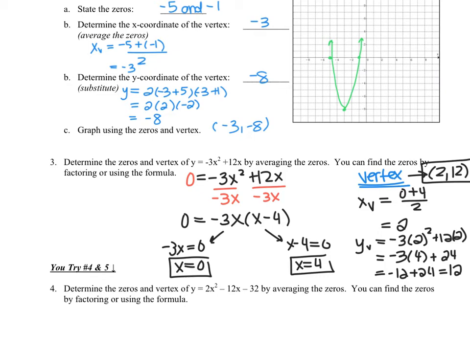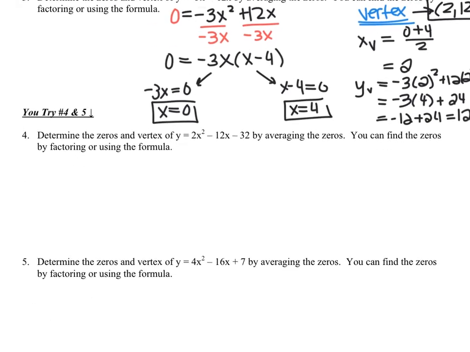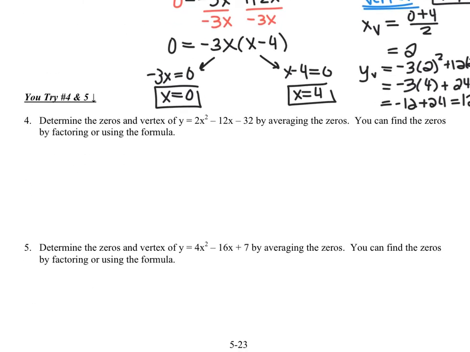Okay, so sometimes you will have to factor on your own first before you can get to averaging the zeros to find your vertex. So I want you to try number 4 and 5 on your own. Number 4 and 5, they're not common factoring only, they are trinomials. So make sure you look for a common factor first if you can. If not, jump to the decomposition. So go ahead and pause the video and then we'll take it up.